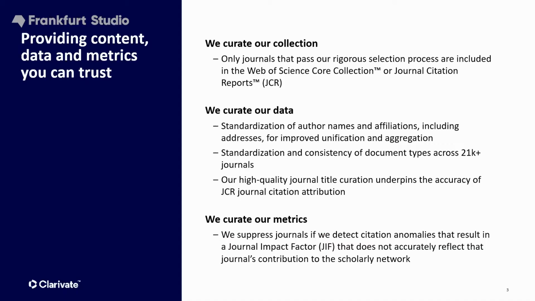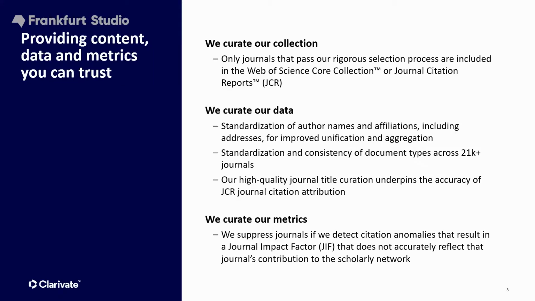We start by curating our collection. We have a very rigorous evaluation process by which we select the journals, books, and proceedings within the core collection. We then apply very rigorous standards to our metadata. So we standardize and we aggregate in a way that allows us and our users to find things efficiently. And finally, we curate our metrics. If we find signs that there are anomalies in citation behavior that suggest that the impact factor of a journal doesn't actually reflect the true scholarly value of that journal, we suppress those metrics.